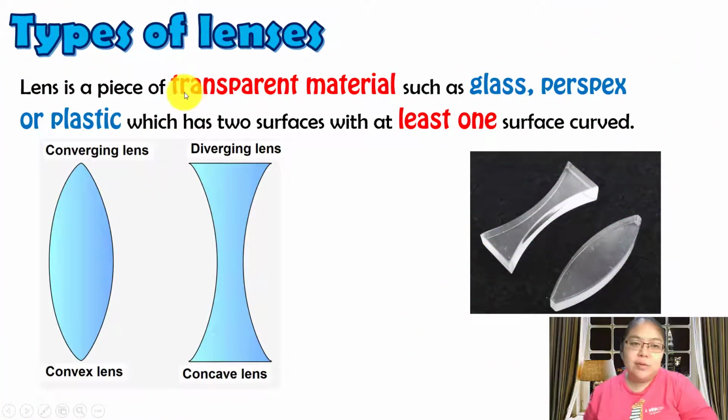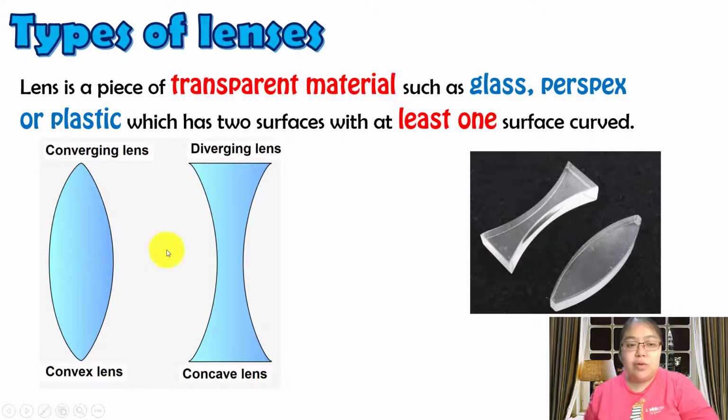Okay, let's see the first one. We need to introduce the types of lenses. Let's see what a lens means. A lens is one piece of transparent material such as glass, perspex, or plastic, so that the light can pass through. We call it a lens. It has two surfaces, and at least one of the surfaces must be curved.